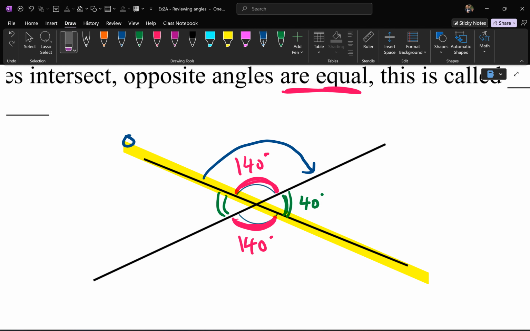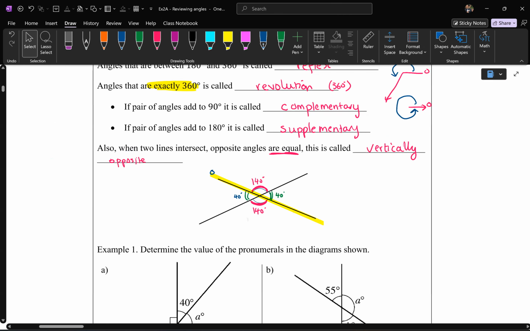Okay, so if this is 40, what should this be? 40 as well, because it's vertically opposite. They're directly opposite to one another. So this is also 40 degrees as well. So opposite angles are the same. This is called vertically opposite, and it's just based on the straight line angle. So every time you draw a straight line, 140 plus 40 is 180. 140 plus 40 is 180 this way, or 180 this way, or 180 that way. Doesn't matter, but there's always 180 for a straight line. Okay? All right, I'm going to zoom out.